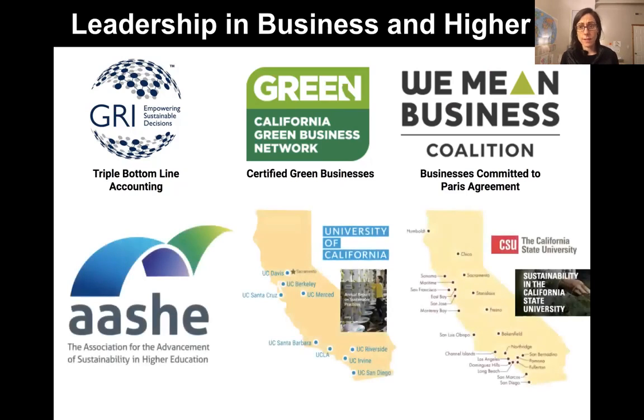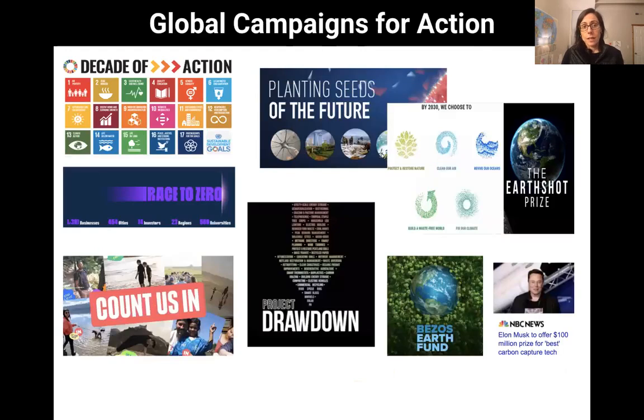And then we're seeing this across higher education as well. So this is happening at universities all over the world, all over the United States, but I'm going to highlight here that the University of California and the CSU system as well have all made major commitments to sustainability and have this in their top 3 to 5 priorities of what they're doing in their facilities, but also in their curriculum. And then lastly, I mentioned the decade of action, but there's so many global campaigns now for action.